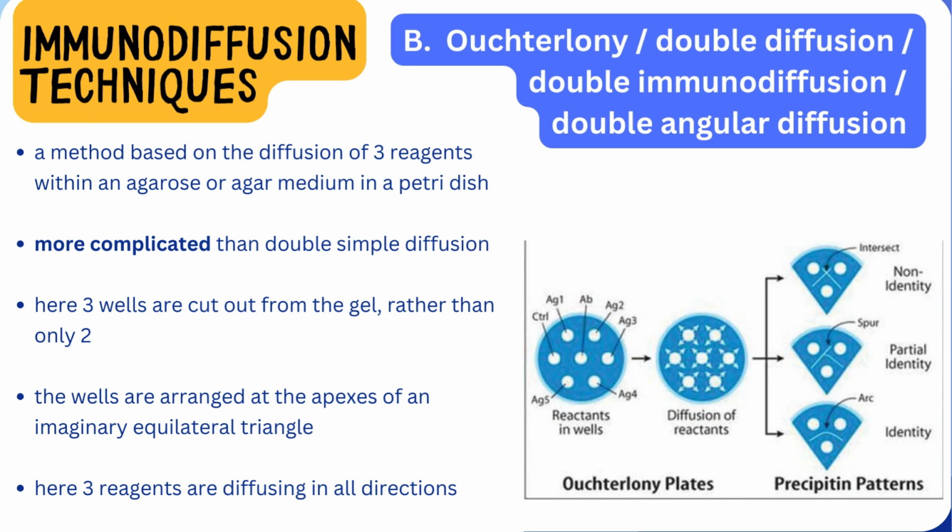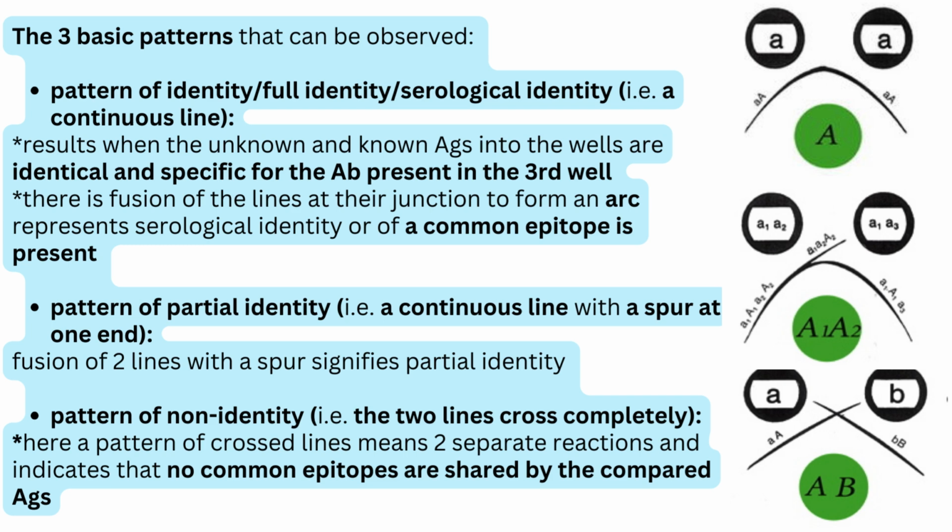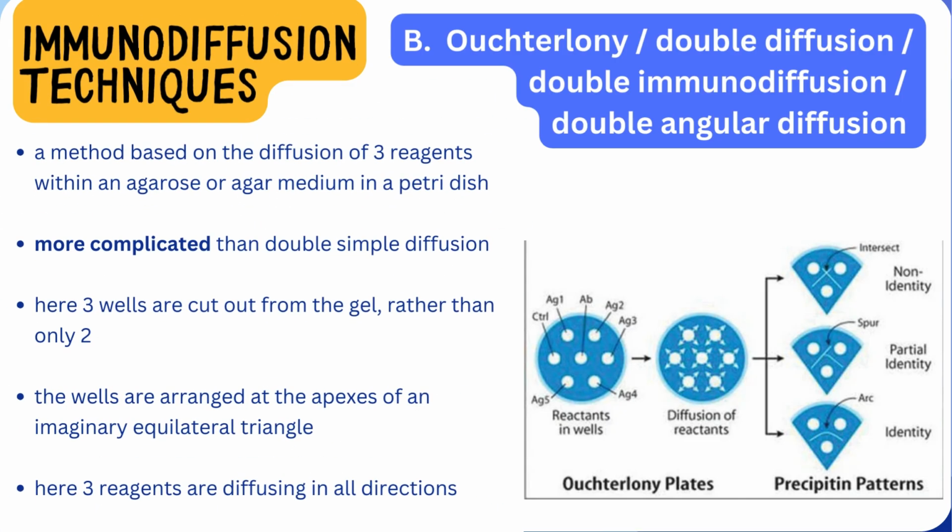We have three wells cut out from the gel rather than two, and the wells are arranged at the apices of an imaginary equilateral triangle, like this. Three reagents are diffusing in all directions. We have three basic patterns that can be observed with Ouchterlony double diffusion.